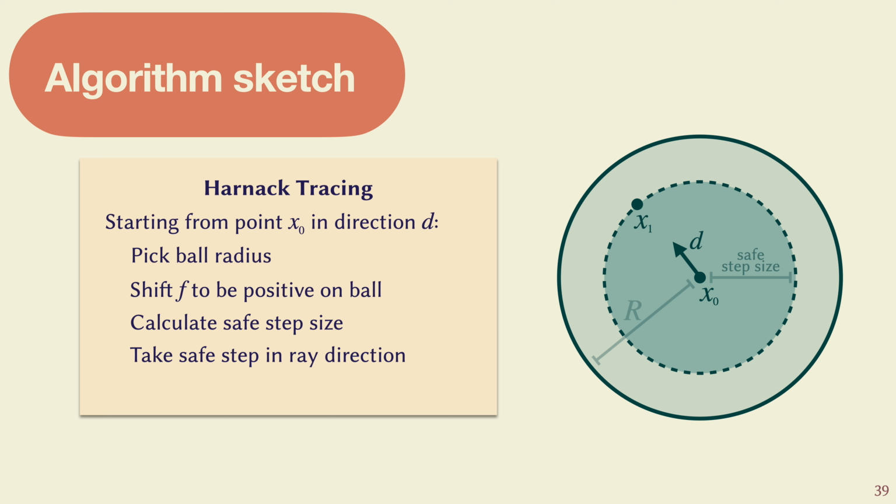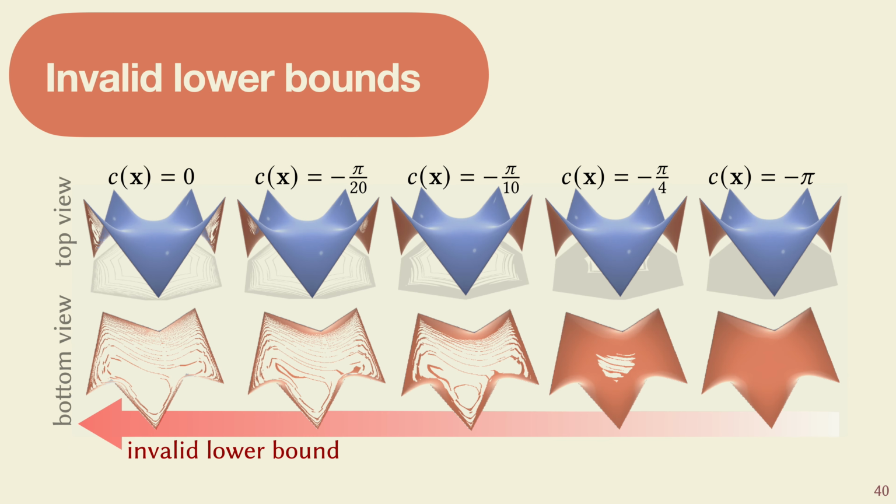Then we take a safe step in the ray direction, and now we just repeat until our function value gets close enough to the target level set value. I won't go into the details of how you can derive valid radius and shift values, but it turns out to be pretty similar to computing Lipschitz bounds for sphere tracing, and if you're curious, we work through many examples in the paper. It really is important to use valid lower bounds here.